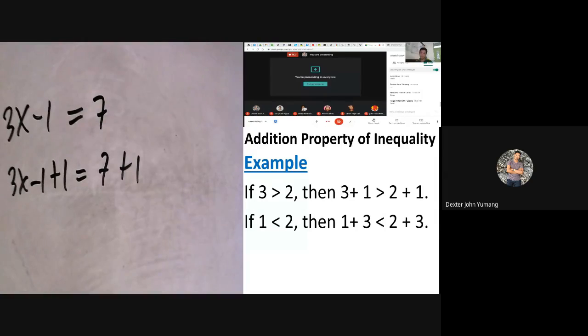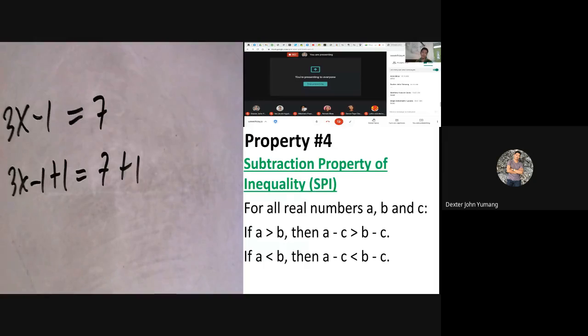Okay, let's proceed now. Next, property number 4. For number 4, sabi ko nga kanina, kung nag-subtract ka, ang tawag doon, subtraction property of inequality. What will be subtracted on the left side will be also subtracted on the right side. Kung 1 ang isubtract sa left, 1 din po ang isubtract sa right. Kung x ang isubtract sa left, x din po ang isubtract sa right. And that is now SPI. Okay? Please copy.